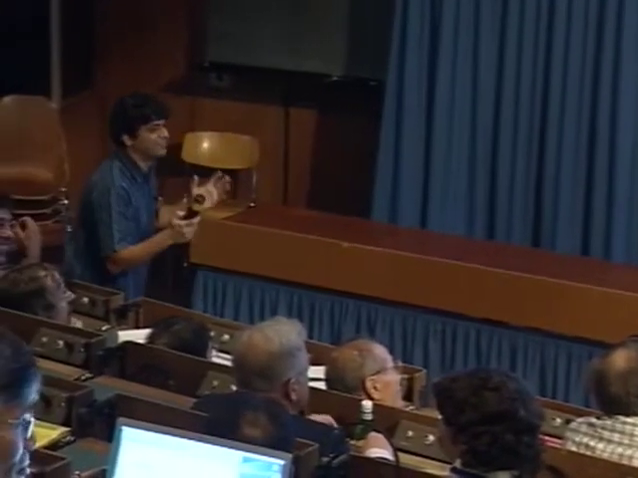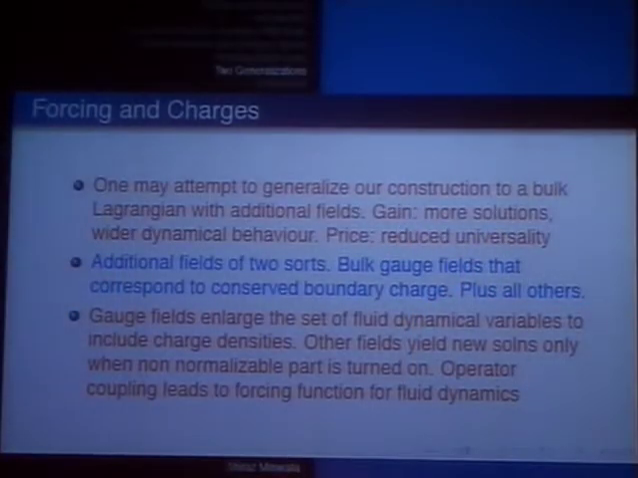Okay, quickly. So, forcing and charges, 2 generalizations of all of this. Okay, so far we've been talking about these nice universal equations. Now, you can try to solve bulk equations that have more fields than Einstein gravity. The price you pay for that is that now your equations are no longer as universal as the ones we studied. So that's not so nice. The gain you get is you get more solutions and more interesting dynamical behavior. Okay, so you can take it or leave it, but anyway, this is what we did.